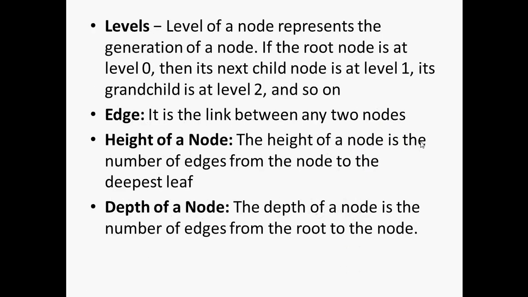Level of a node represents the generation of a node. It is nothing but the generation of a node. If the root node is at level 0, the next child node is at level 1 and its grandchild is at level 2 and so on. So simply, the root node is always at level 0, the next level is level 1, the next level is level 2.